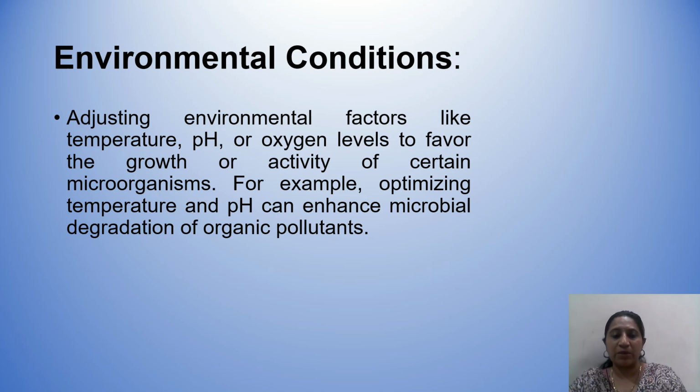Similarly, organisms require different pH conditions, like some are acidophilic or organisms may be neutrophilic or alkaliphilic as per the need of their pH. Oxygen levels are also a crucial factor as some organisms grow well in presence of oxygen which are called aerobic organisms, whereas some grow in absence of oxygen which are called anaerobic organisms. So we can optimize all these conditions to enhance the growth of the indigenous microflora. For example, optimizing temperature and pH can enhance microbial degradation of organic pollutants.